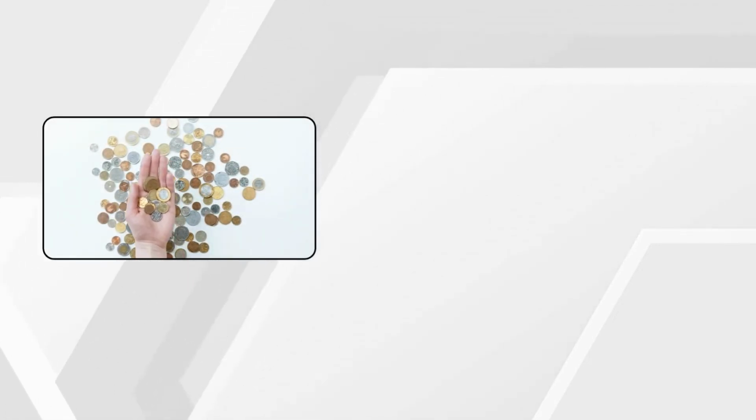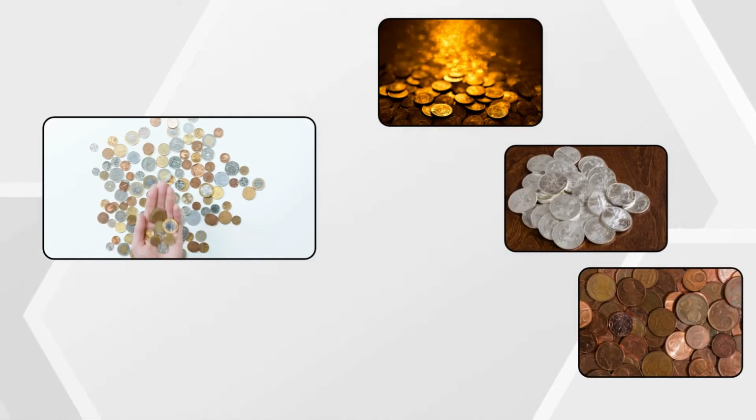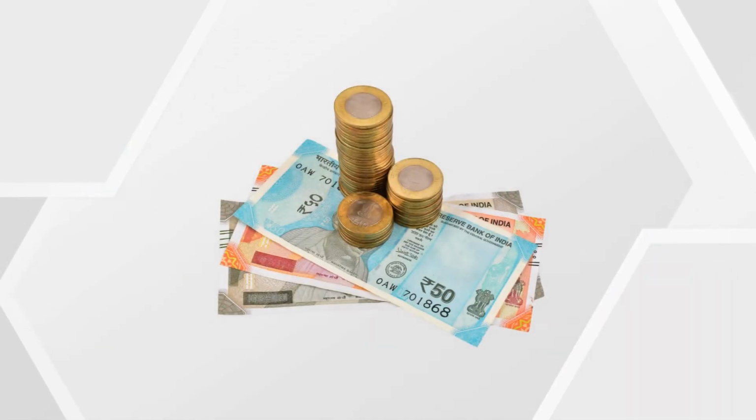Later, people started using metal coins made of gold, silver, copper. These were easier to carry and didn't spoil like food or animals. This system lasted for hundreds of years, even into the 1900s. Today, we use currency, paper notes and coins. But here's something interesting.